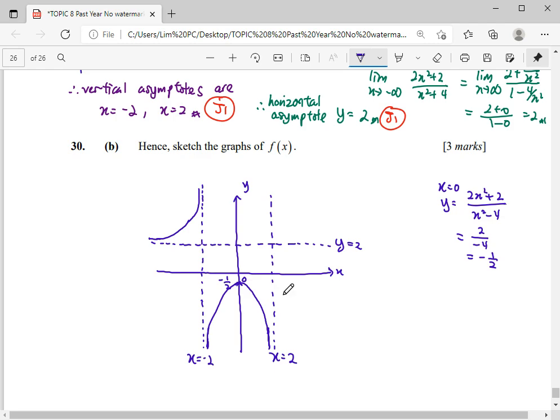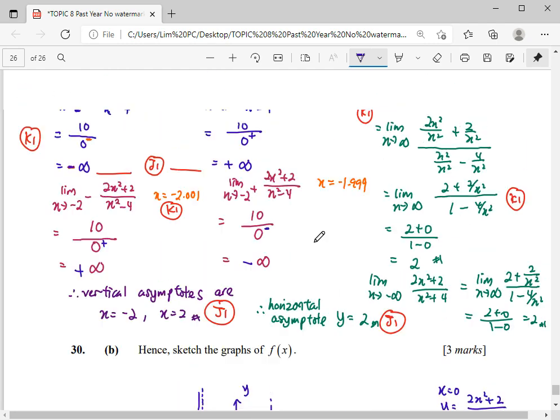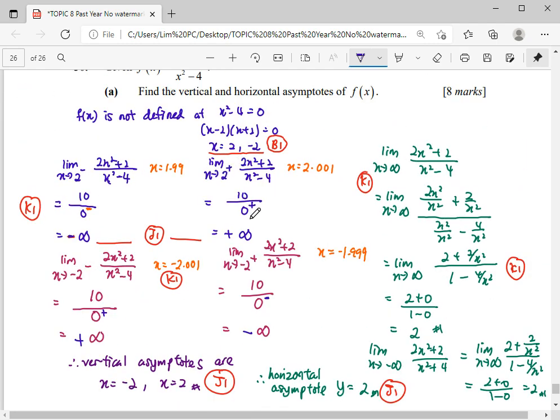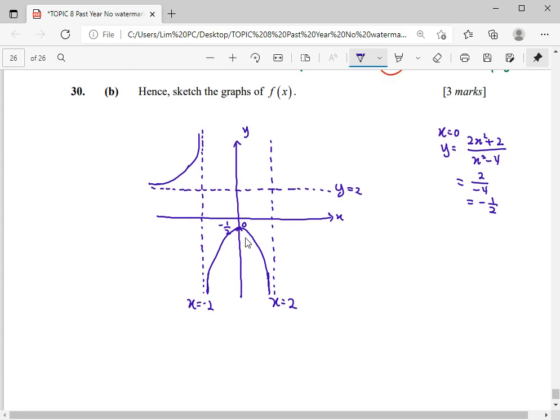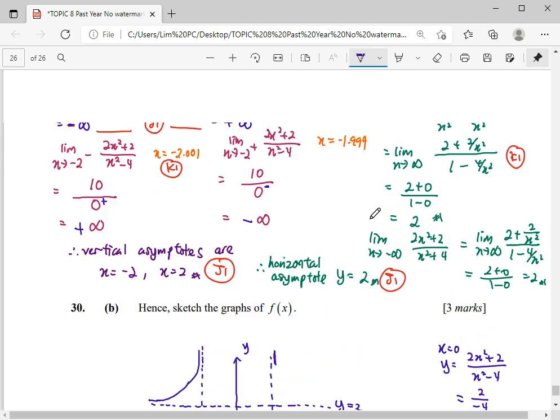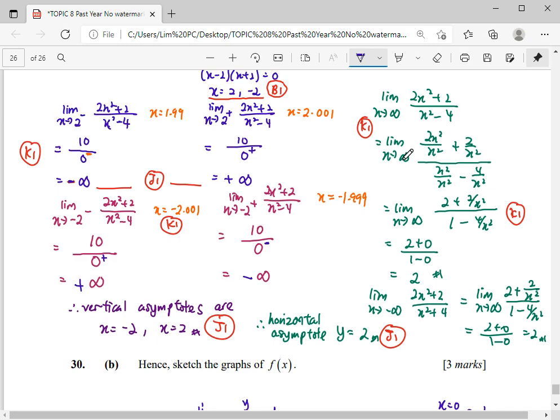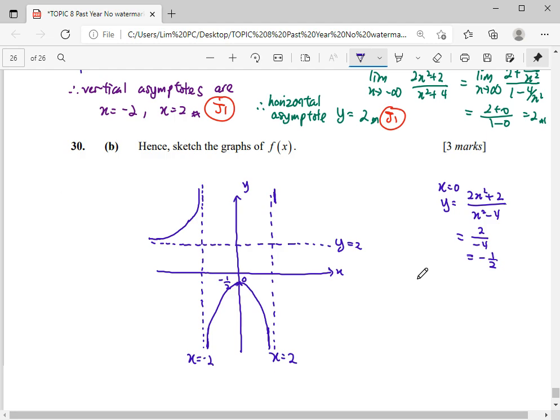And then our last part here. When the limit approaches x equals 2 from the right hand side, we get positive infinity. So my graph will be going to positive infinity, meaning going up here. So what happens when our function approaches infinity? When x approaches infinity, the graph will be close to the asymptote y equals 2.